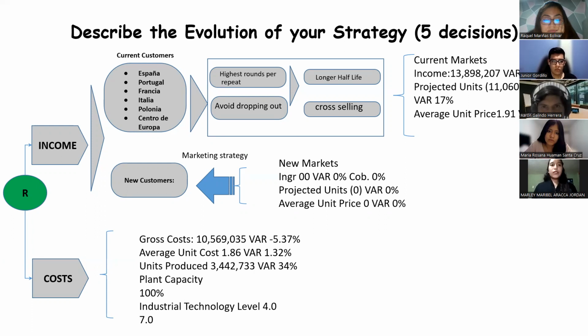Evaluation for your strategy. Globalbiz is the incoming cost. Current customers are Spain, Portugal, France, Italy, Poland, Central Europe. British low peer review about the WP of London. Current markets in the coming.